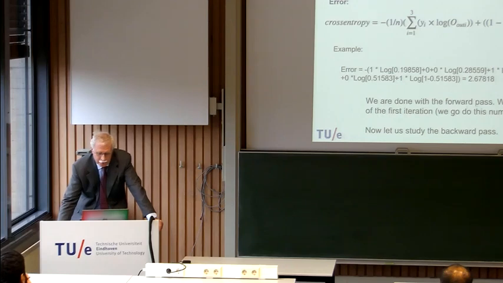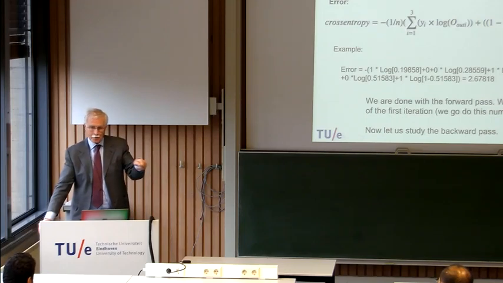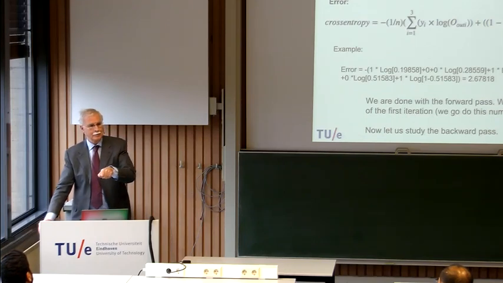So now we're done with the forward pass. We know the error. And now let's see, can we use this error to adjust the weights so this error goes to 0? That's what I need to do. How can I do that?